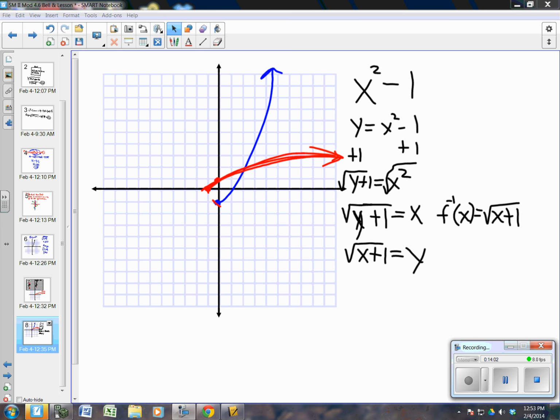And you have to restrict the domain, don't you? To get a square root function, you take the inverse of a quadratic function, and you have to restrict the domain to do that. Because if you don't restrict the domain, you're going to get the bottom part of this thing right here, and it's not going to be a function, right?